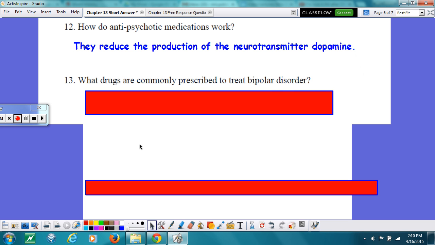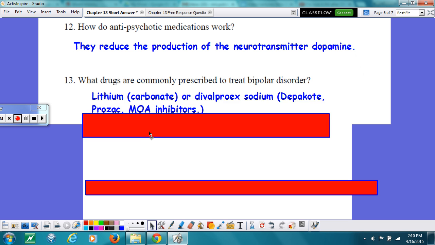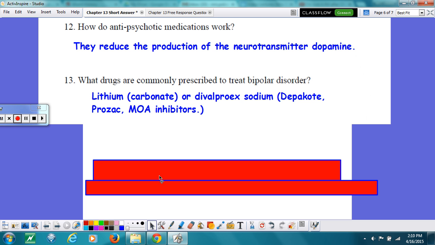What drugs are commonly prescribed to treat bipolar disorder? Lithium carbonate, divalproex sodium, and things like that would be like Prozac or MAO inhibitors or Depakote.